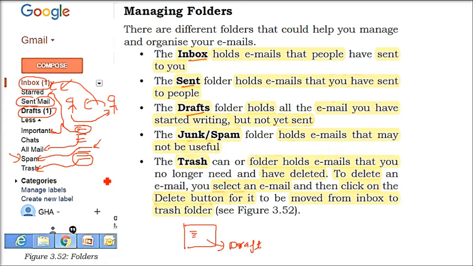Sometimes some mails come which may be useful for some people, not for you. You can put them in spam, so that they will not be shown in your inbox whenever they come. Trash is like the recycle bin on your computer. So you delete your email and it will go to trash. But it will still be seen.